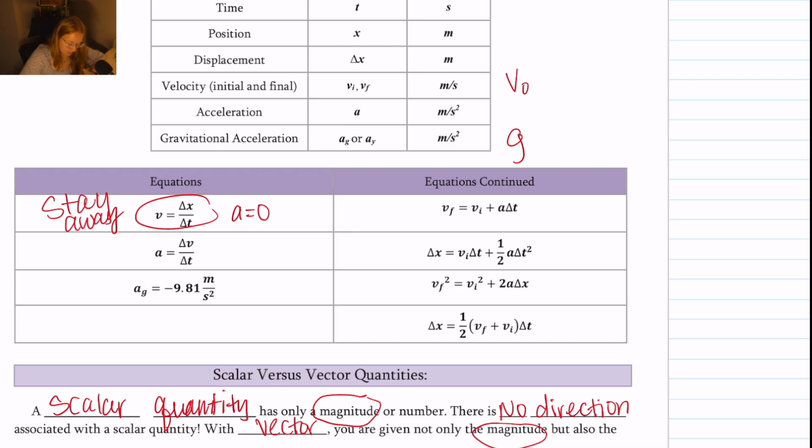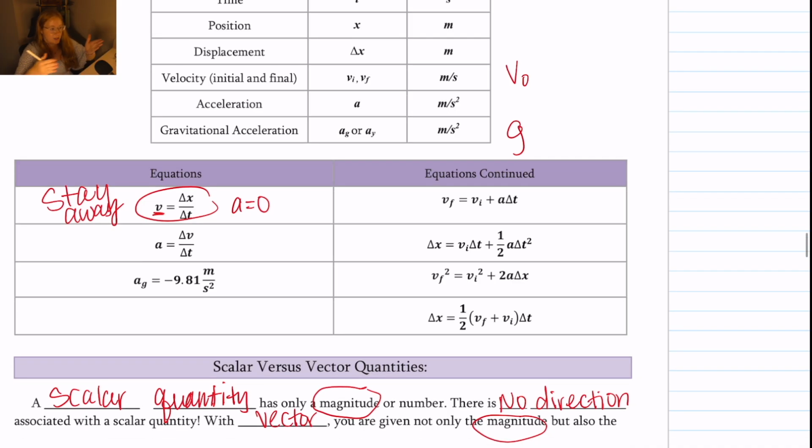It's just a way to explain what velocity is, because velocity is change in position over change in time. But this is if velocity is the same value the whole time. But if you have an acceleration, that's not true. And so this formula doesn't become true.